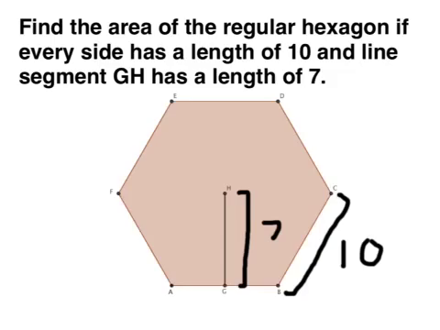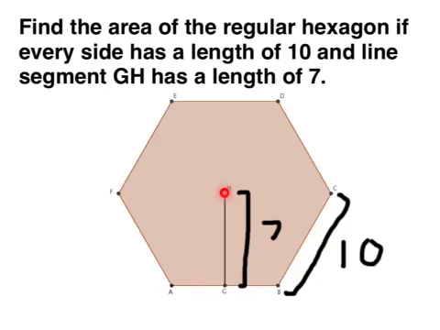So now we're trying to find the area of some other regular polygons that have more sides than shapes we've dealt with so far this year. So let's try to find the area of the regular hexagon, illustrated here, if every side has a length of 10 and line segment GH has a length of 7. Now notice about line segment GH, it goes from the midpoint, the middle of this line segment, from here, G, to the center of the whole shape. And it has a length of 7.